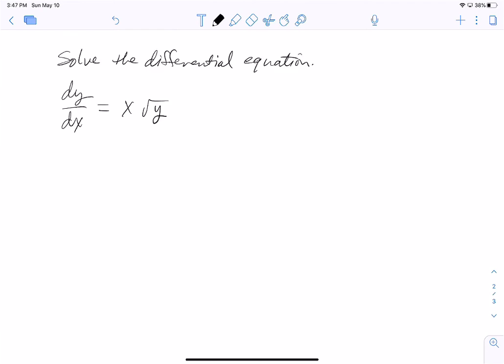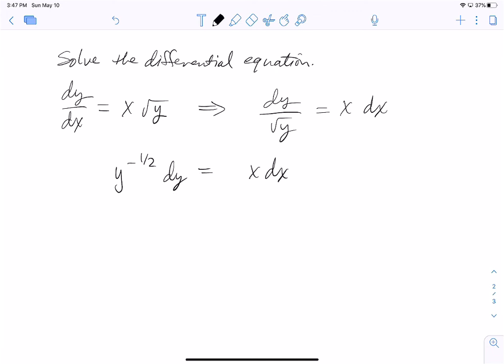Almost left out the instructions there, which would be solve the differential equation. Well, separating our variables is going to give us dy over the square root of y is equal to x dx. I'm going to want to use the power rule, so we're going to express this as y to the negative 1/2 dy is equal to x dx, and at this point we're going to bring in our integrals. We just need to find antiderivatives on the left and right. Using the power rule is going to give me y to the 1/2 times 2 on the left-hand side is equal to 1/2 x plus c on the right-hand side.